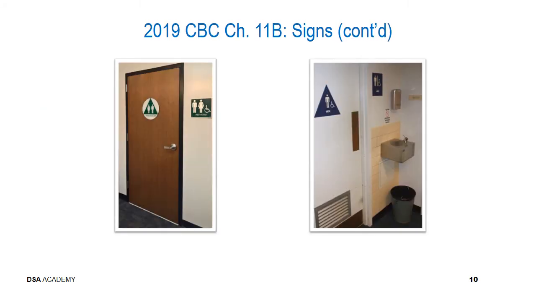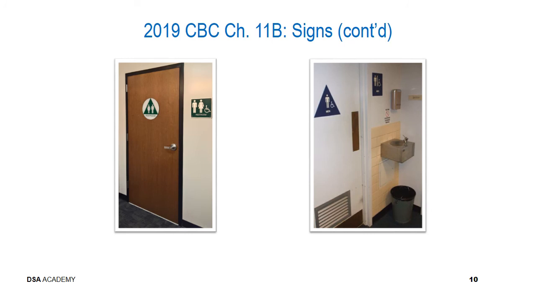These are two photographs of non-compliant toilet room identification signs and geometric symbols. In the photograph on the right, the room identification sign is mounted too high above the finished floor. Also, there is a waste receptacle, a drinking fountain, and a dispenser that obstructs the space that is required for someone when reading the sign.